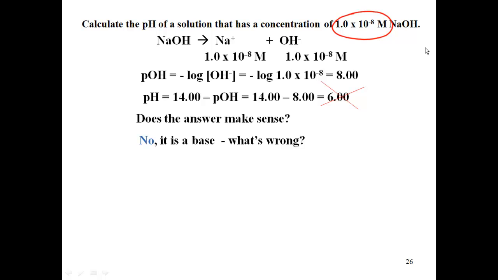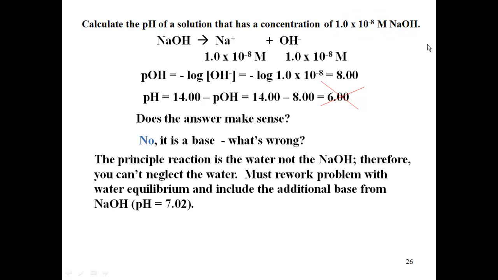If you recall, when we neglect water as our reaction, we usually said to check the hydronium or hydroxide concentration and see if it's greater than 10 to the minus 6. If it is, then we can neglect water. Well, notice the concentration of the sodium hydroxide by itself is only 10 to the minus 8. That's less than the concentration of hydronium and hydroxide you expect from pure water. So sodium hydroxide is not the principal reaction. In this case, water is the principal reaction, so I have to worry about water.